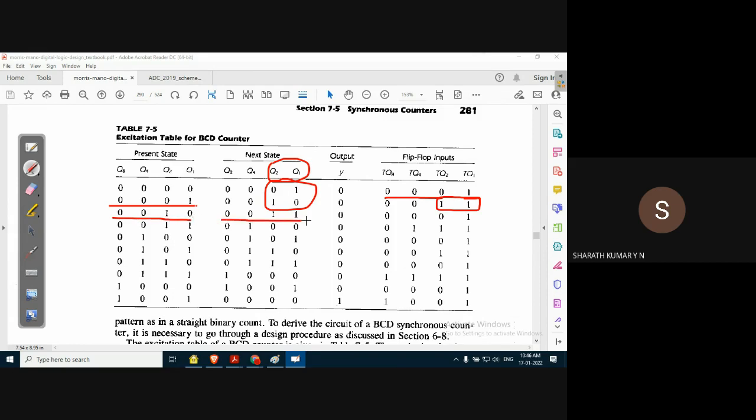Okay. Which flip flop should toggle? Only the last flip flop should toggle. The second flip flop should remain the same. So what should be the input for the first flip flop? It should be 1, and the last flip flop should be 0.